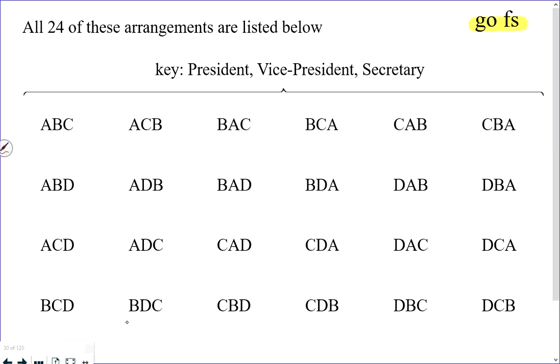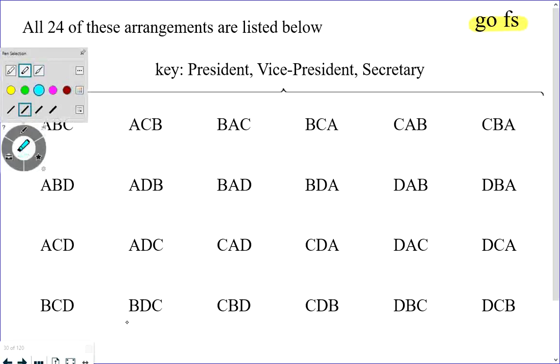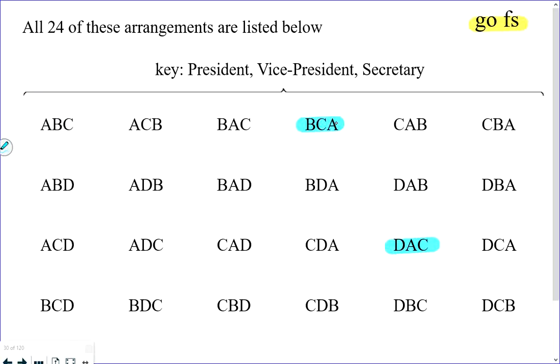If we focus our attention on this, Betty is president, Charles is vice president, Alan is secretary. If we focus our attention on this, who's D? Diane? Danny? If we focus our attention on this second one here, this DAC, Danny is the president, Alan is the vice president, and Charles is the secretary. So these are all different.